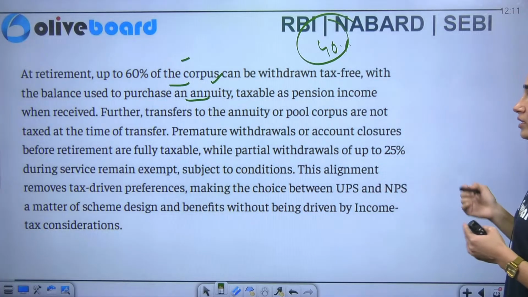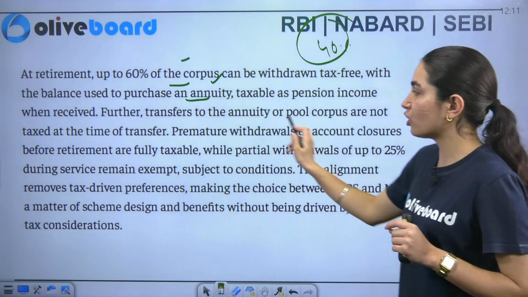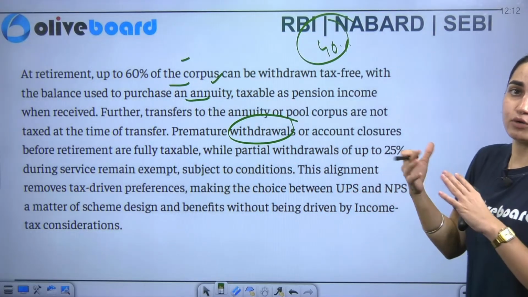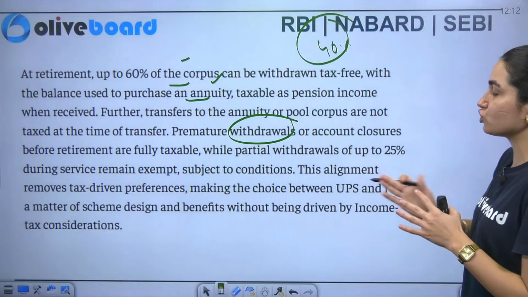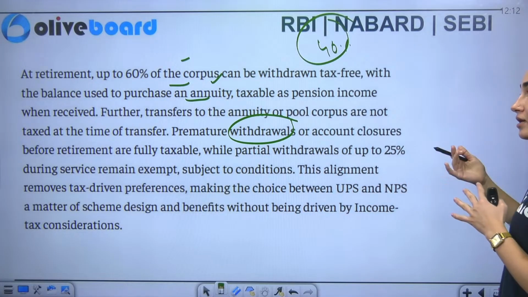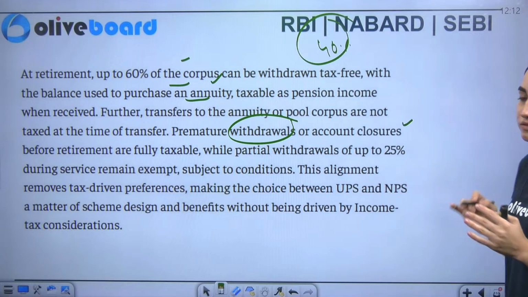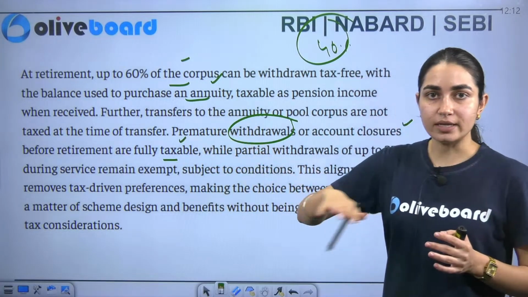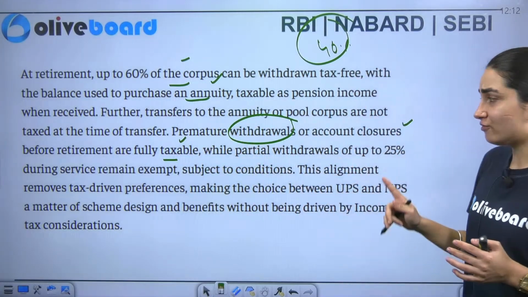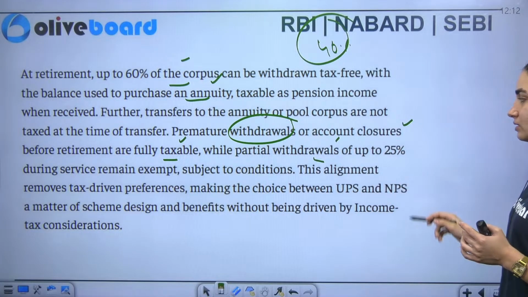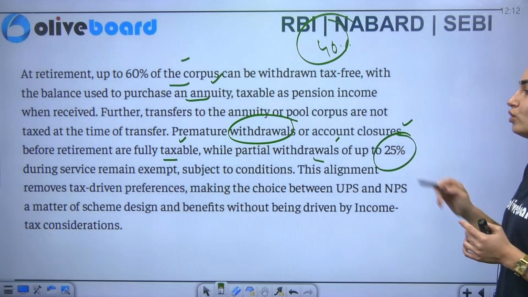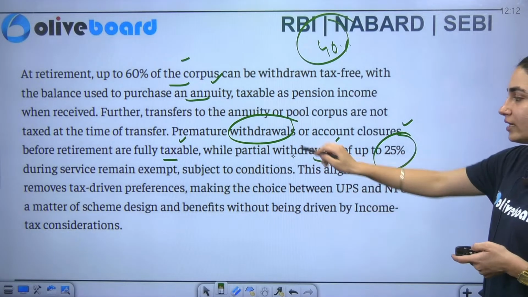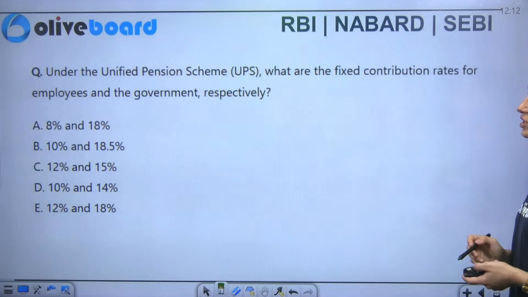Along with that, if I talk about the other things, if premature withdrawals are being made, before it gets matured, or if the account is being closed before the retirement, then the entire amount is taxable, fully taxable. And if we have partial withdrawals, then what will apply? That is up to 25% during the services, they will remain exempted, subject to conditions, of course. So these are the recent changes that have been made.